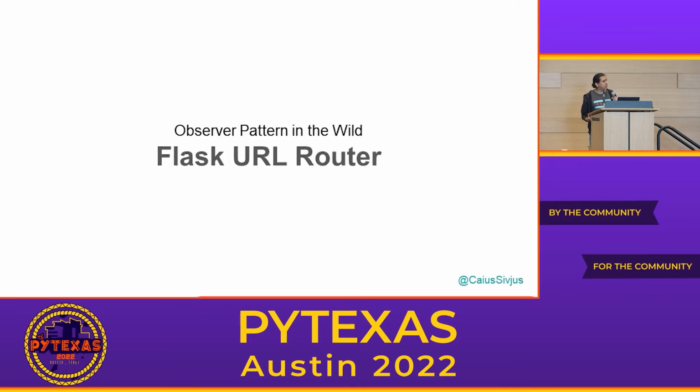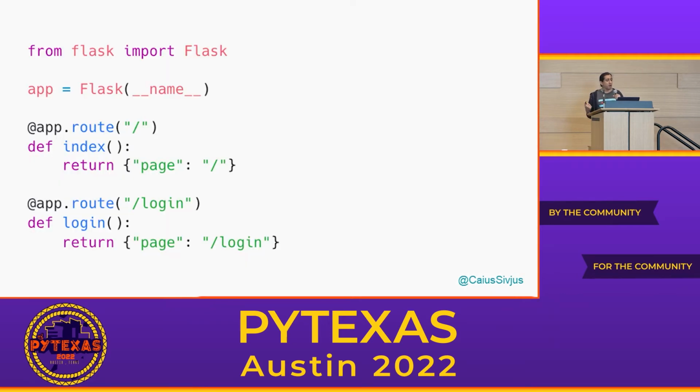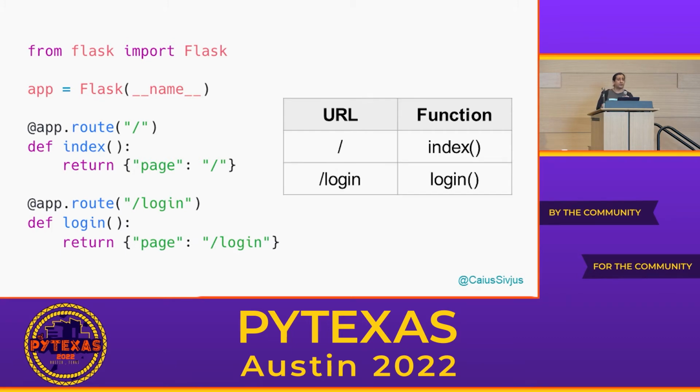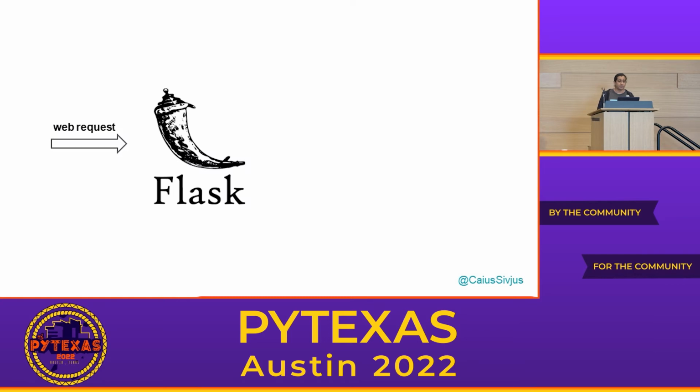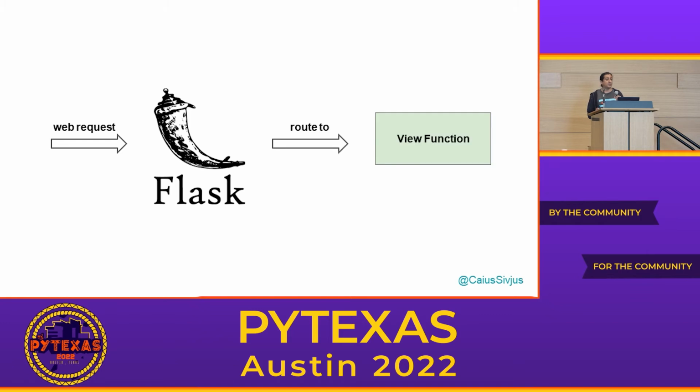The next implementation of the observer pattern is in Flask. It's the URL router. And so for those that don't know, Flask is a framework that routes client requests to different handler functions. And this is a canonical example I pulled from Flask's Quick Start. We can use decorators to register view functions for different URL paths. And as we register these routes, Flask is going to be building a routing table behind the scenes. And this is the routing table for the web application on the left side. And so when Flask gets a web request, it's going to use its internal routing table, and it's going to route that request to the appropriate handler.